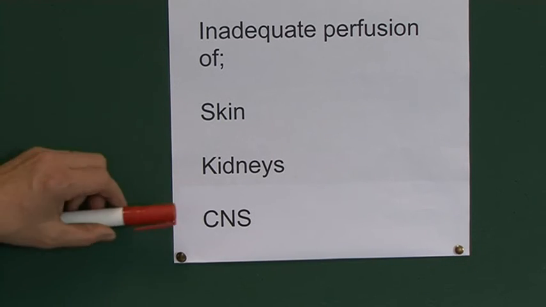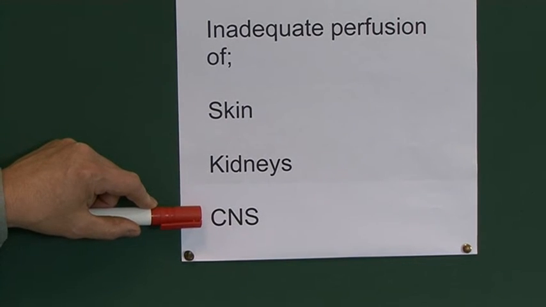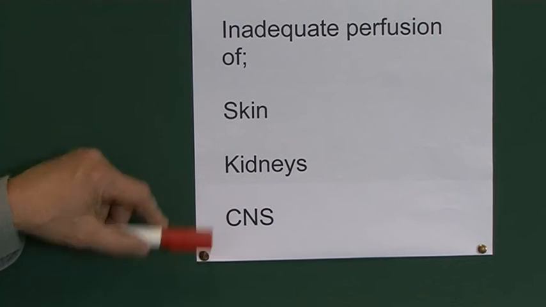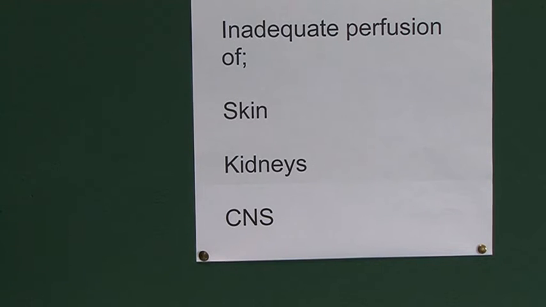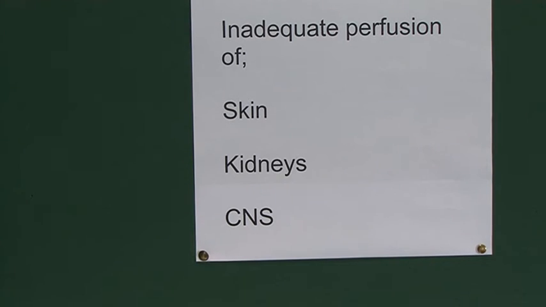And also the central nervous system can become hypoperfused, particularly the brain. And how do we recognise it if the brain is becoming hypoperfused? Well, one of the first things actually is that the patient starts to feel anxious. So whenever a patient feels anxious, it's always worth checking their pulse rate, checking their breathing rate, looking for peripheral vasoconstriction, checking their blood pressure, because anxiety can be caused by hypoperfusion of the brain.